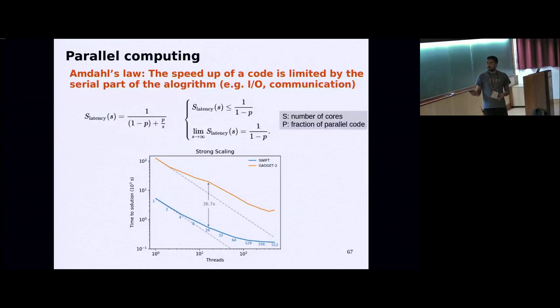This is a plot actually done by the Swift code people, and yeah. So I think that there are two things, right? One is how the code scales with the number of threads, and that has to do with the way that the code is parallelized. And you see that it's better than Gadget, but it's not that much better. But the biggest difference is the overall offset, right? Even with one thread.